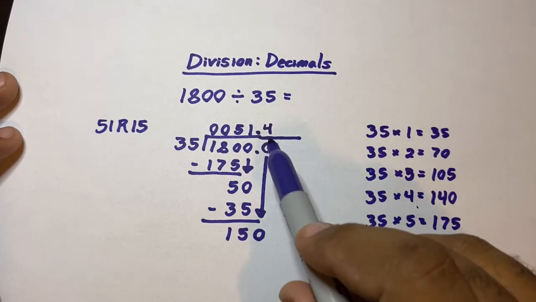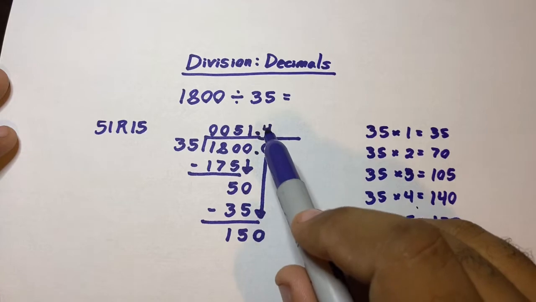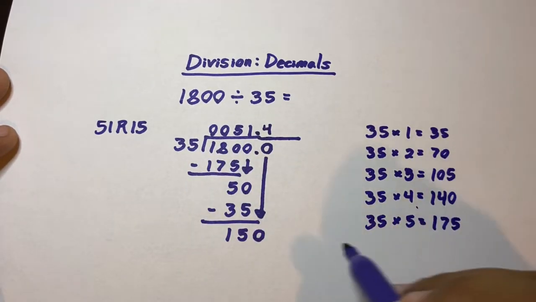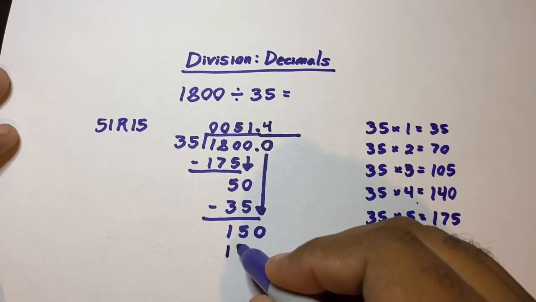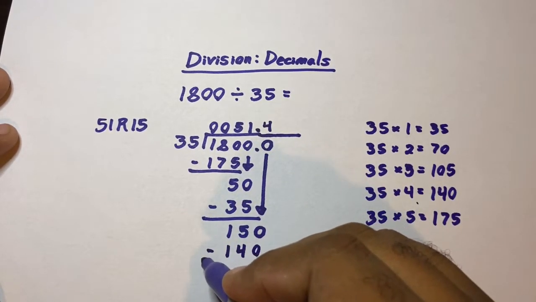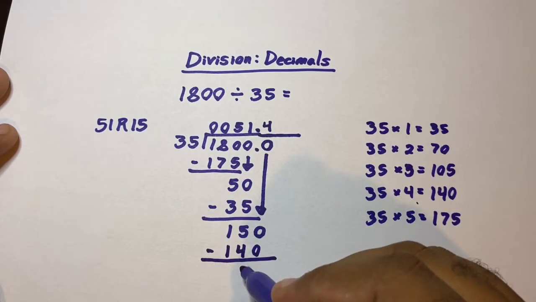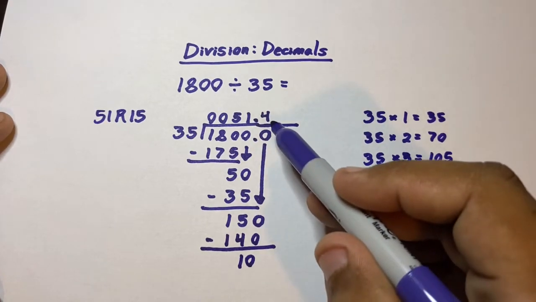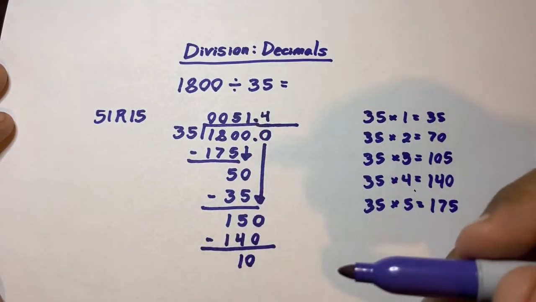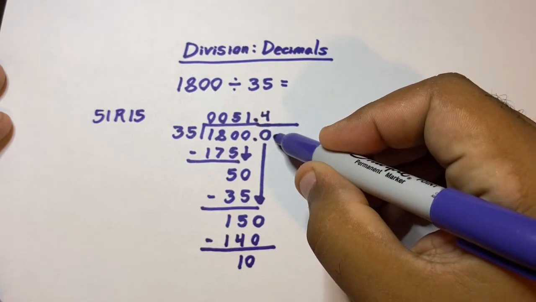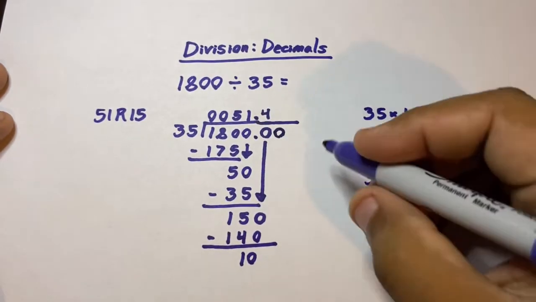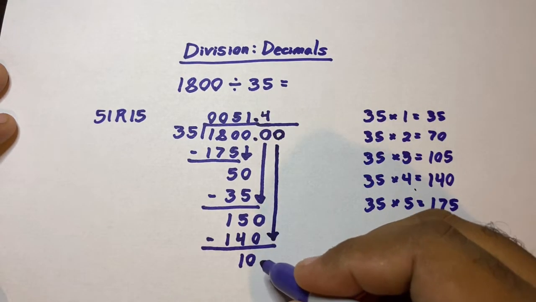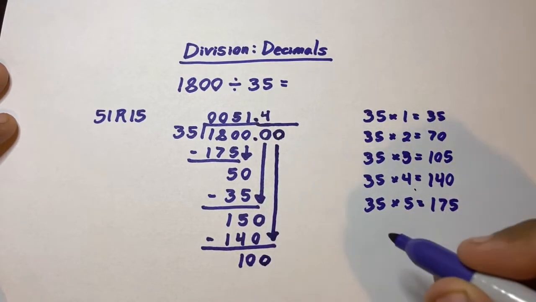So now we repeat the process like we do normally. 4 times 35 is 140. So we're gonna do 140 down here and subtract. The answer is 10. Now I did say we're gonna do 2 more digits. We already did 1 extra one, so we're gonna add another one. How do we do that? By adding another 0. And then this 0 is gonna be dropped down, turning this 10 into a 100.